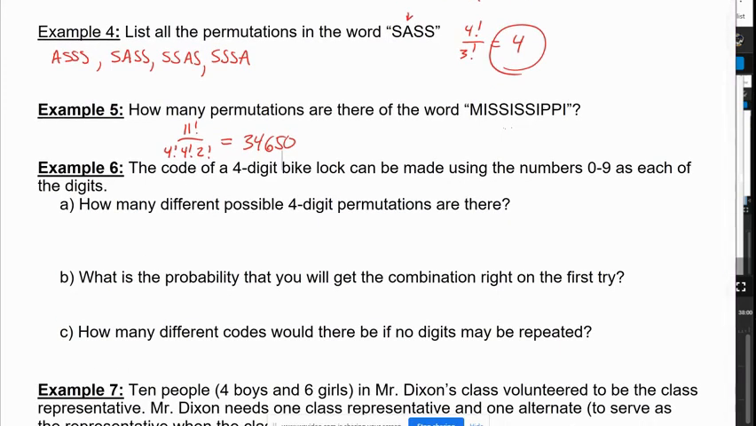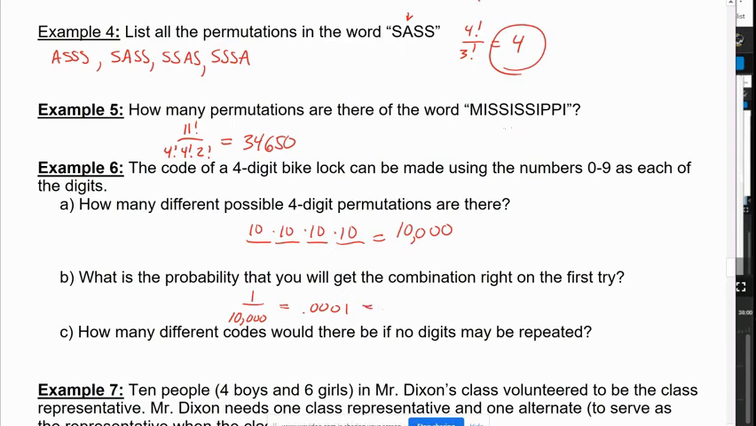Okay, moving on. The next example, we have a 4-digit bike lock, and each digit can be the numbers 0 through 9. And so how many different 4-digit permutations are there? So 1, 2, 3, 4. There are 10 choices there, 10 choices there, 10 choices there, 10 choices there, and that is 10,000 different permutations. So the probability of guessing the right combination, there's only one right combination out of the 10,000 in our sample space, and so we just get 1 over 10,000, which is 0.0001.